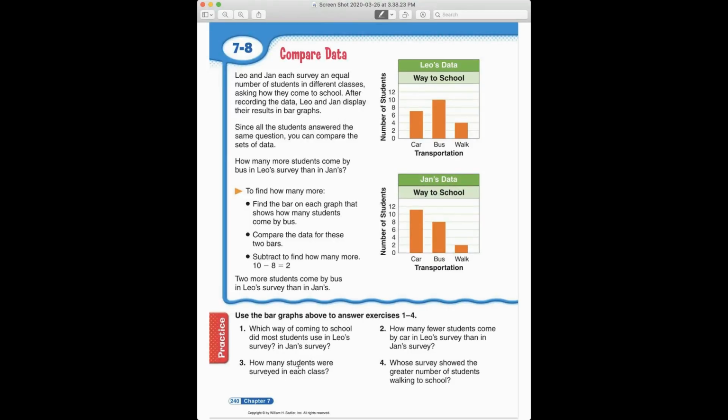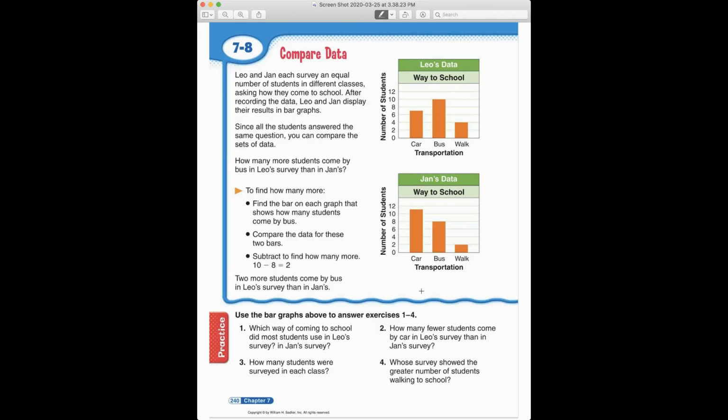So let's look at a few more questions here at the bottom. Which way of coming to school did most students use in Leo's survey? So all we have to do is compare the bars in Leo's survey. Well, the highest bar is bus, so that would tell us that coming by bus, most of the students chose in Leo's survey. But Jan's survey was different. If we look at the 3 bars, car was the way that the most students chose in her survey as the way of coming to school. So in that question, we just have to look for the highest bar in the graph for each one.